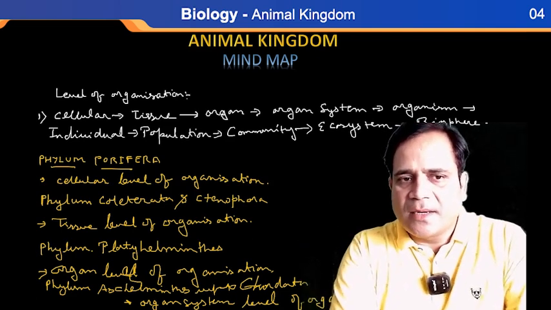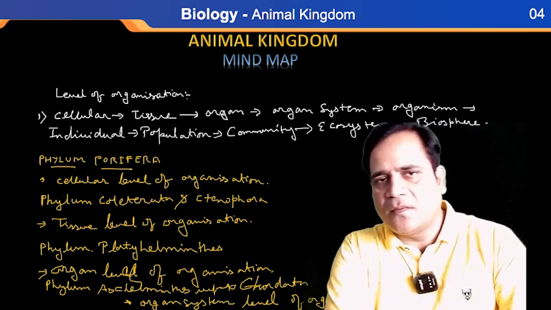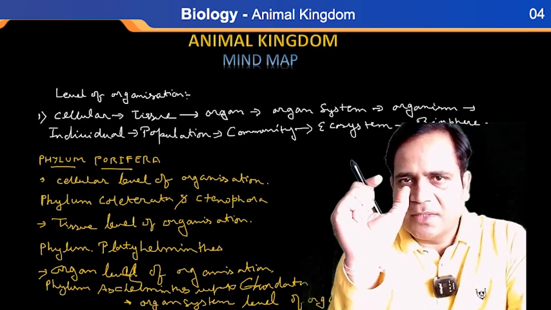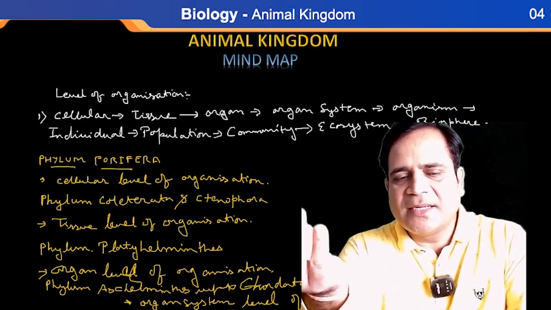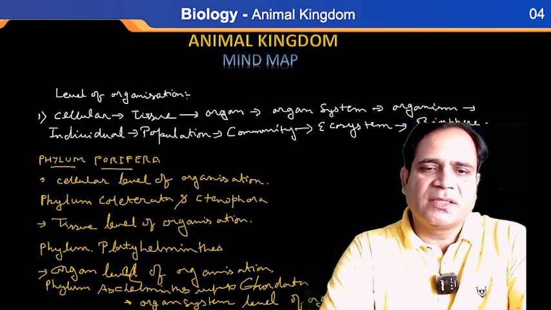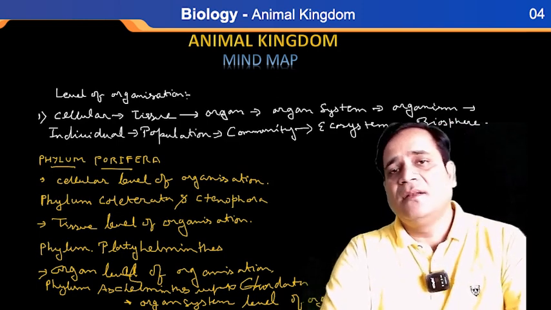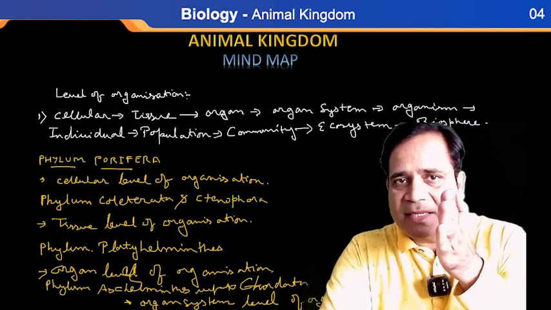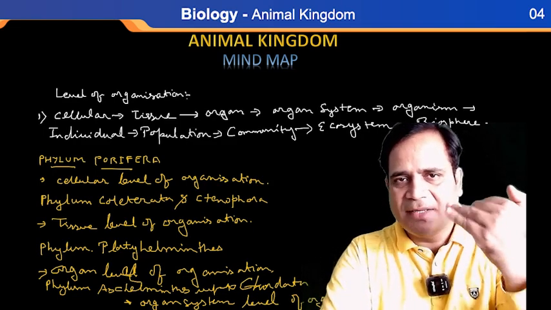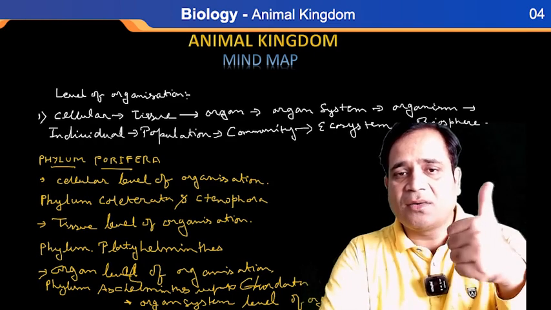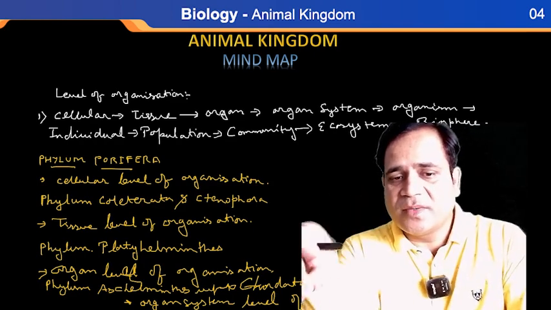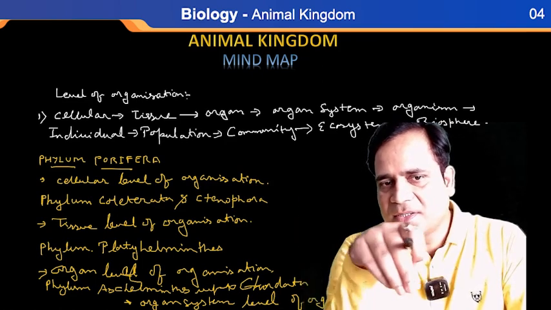So the first, the phylum Porifera, has the cellular level of organization. Then the phyla Coelenterata and Ctenophora have the tissue level of organization. After that, the phylum Platyhelminthes only has the organ level of organization. Whenever I'm talking about the phylum Aschelminthes up to Chordata, that is Aschelminthes, Annelida, Arthropoda, Mollusca, Echinodermata, Hemichordata, and Chordata, all belong to the organ system level of organization. Clear?